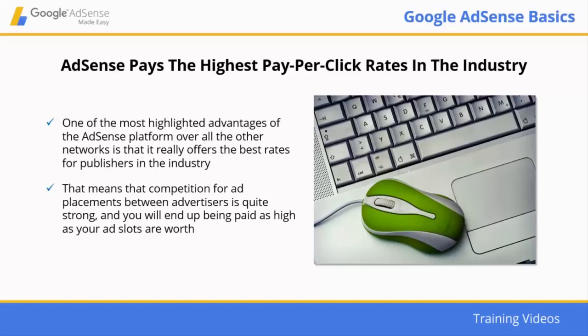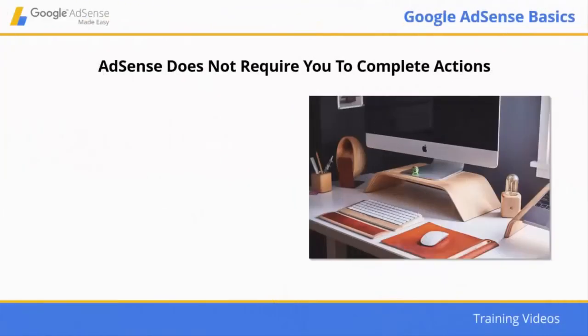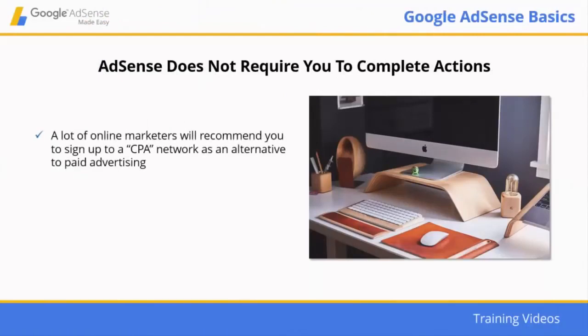The more relevant your content and the more visited your site is, the higher you will be paid per each click-through ad on your site. AdSense does not require you to complete actions. A lot of online marketers will recommend you to sign up to a CPA network as an alternative to paid advertising. Yet they don't usually tell you about the effort that you'll need to put into monetizing the adverts offered by these networks. Because no matter how many clicks or views those advert units get, they won't earn you a penny until your visitors complete whatever action the network requires them to.